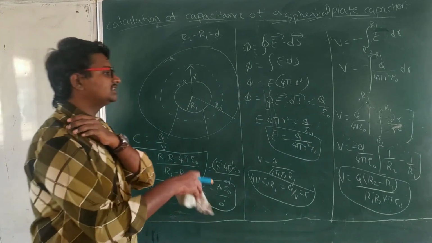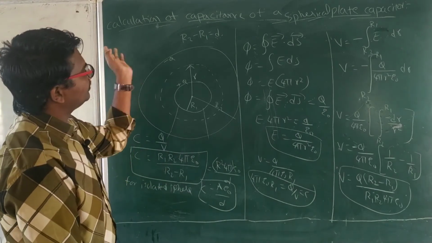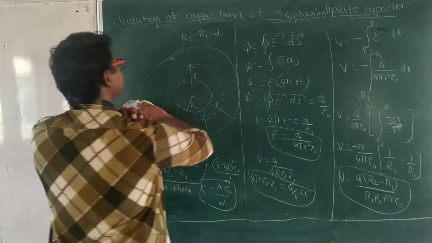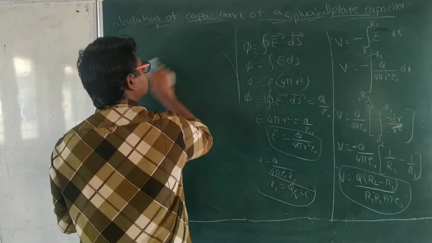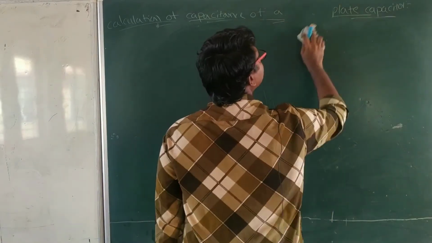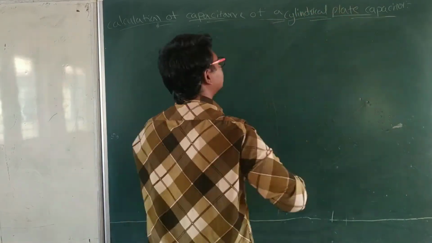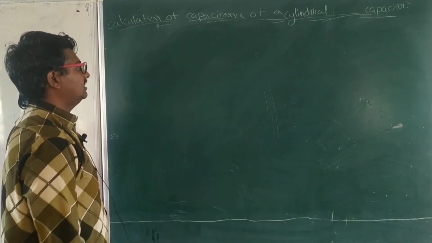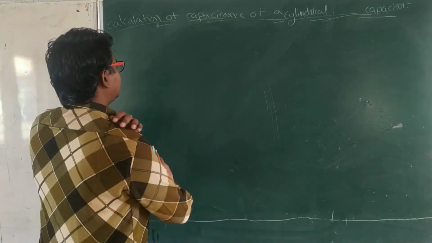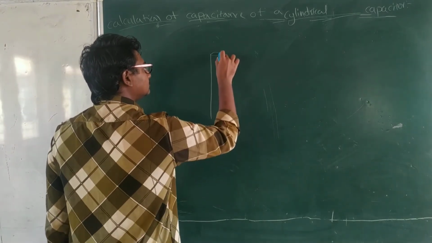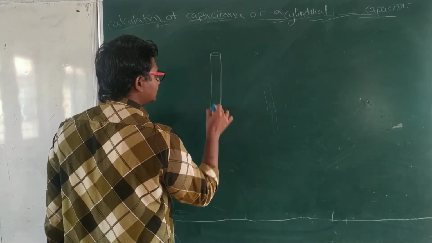That's it. Now let's discuss the calculation of capacitance of a cylindrical capacitor. Now we are going to consider a cylindrical capacitor. Let's consider cylindrical surfaces like this.